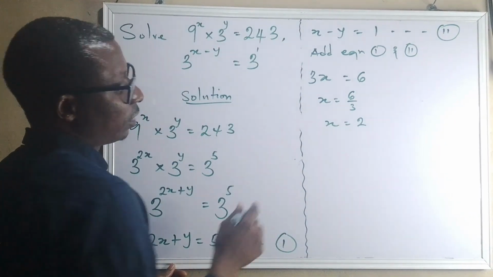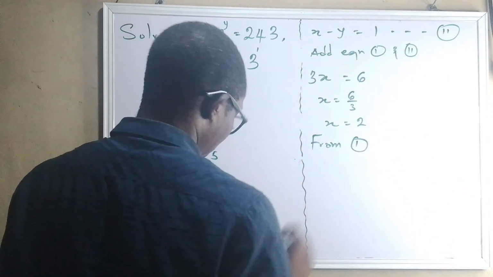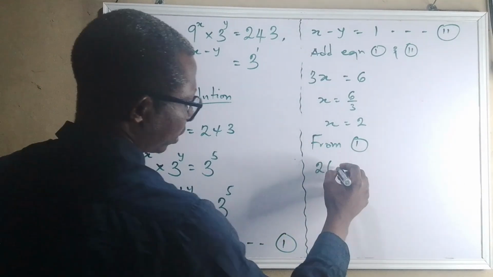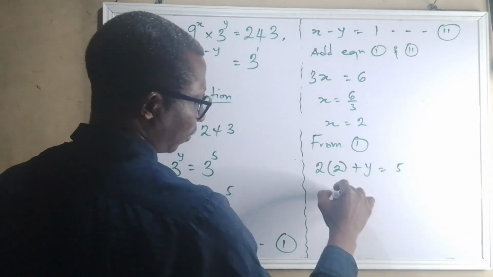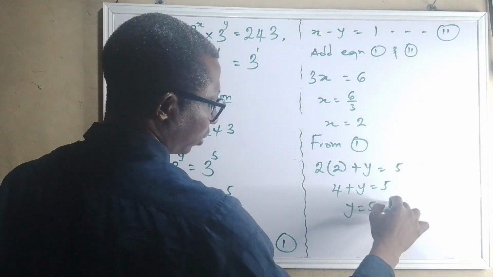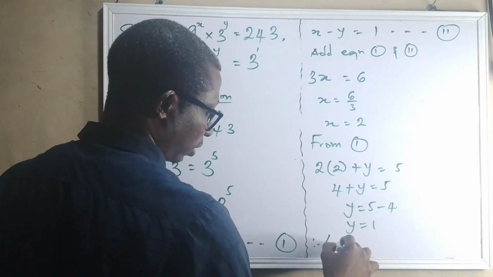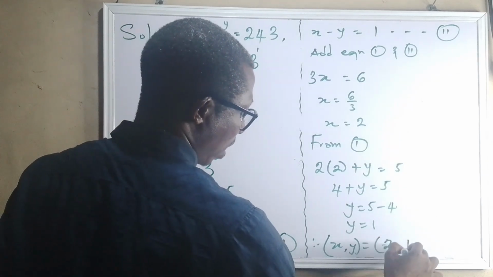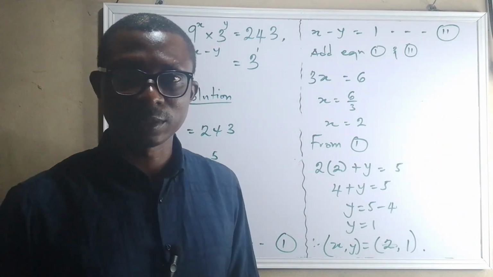Now let's move to equation 1. From equation 1, we have 2x, x is 2, so that's 2 times 2 plus y equals 5. So now this is 4 plus y equals 5. So we have y equals 5 minus 4. y equals 1. Therefore, x comma y equals 2 comma 1. So this is going to be the answer to the problem. Hope we've learned one or two things. Thanks for watching.